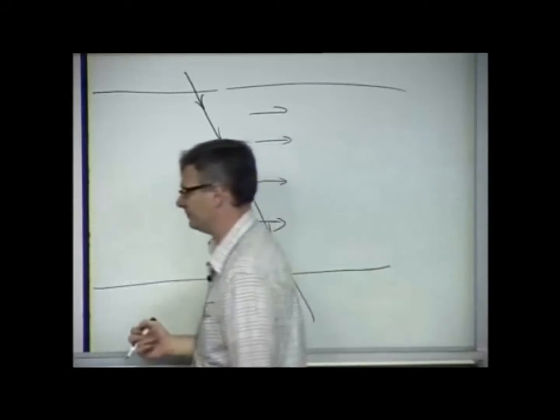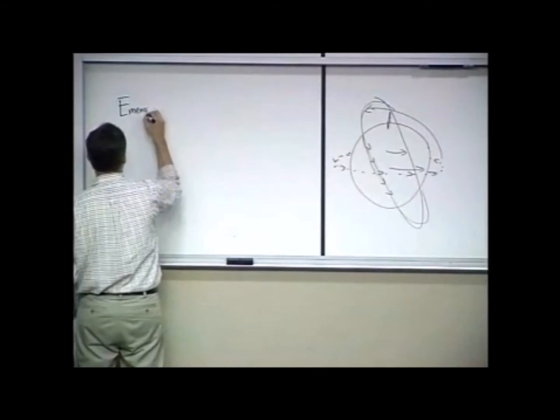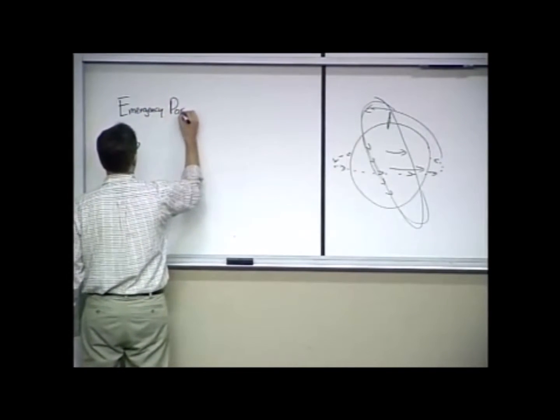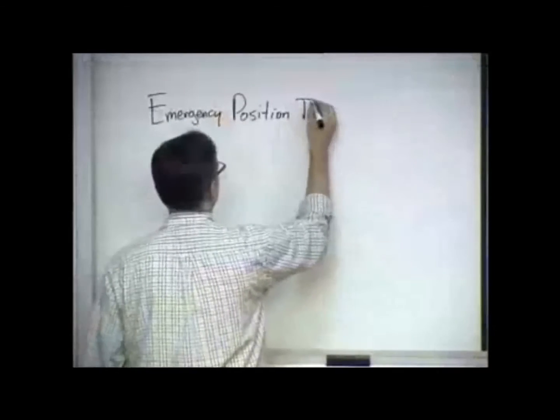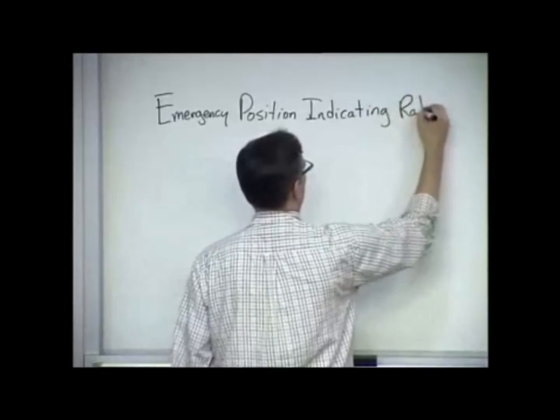So, what does that do for you? Well, if you are an aircraft in distress, you have something called an EPIRB, an emergency position indicating radio beacon.